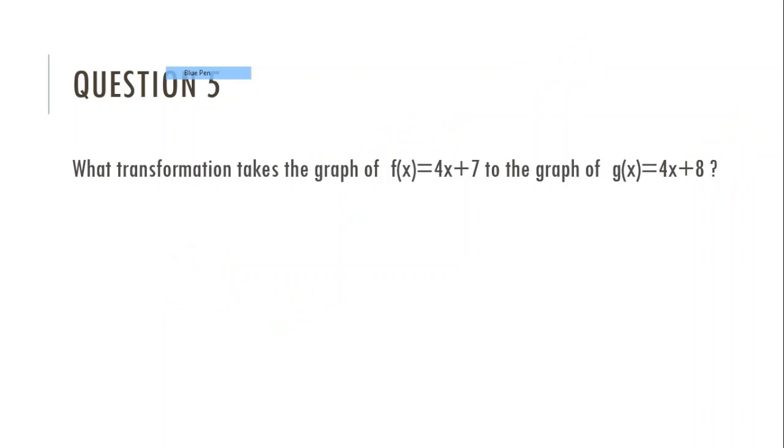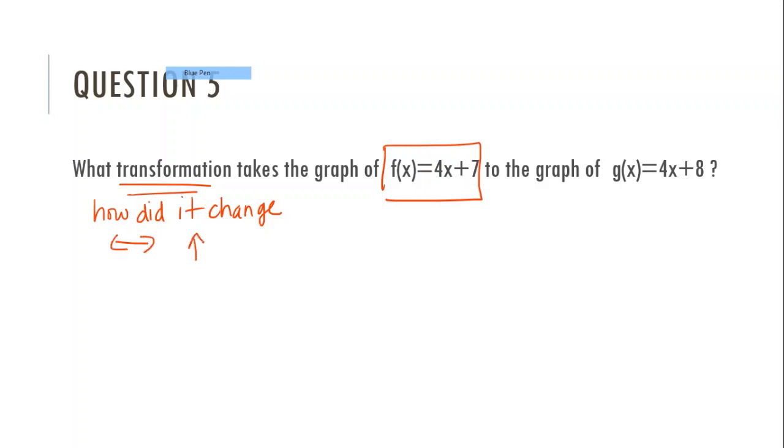Okay, then lastly, question number 5 on your quiz says, what transformation takes the graph of f of x equals 4x plus 7? So this is where I'm starting. When it asks what transformation, I'm asking myself, how did it change? Did it move left or right? Did it move up or down? Did it flip?